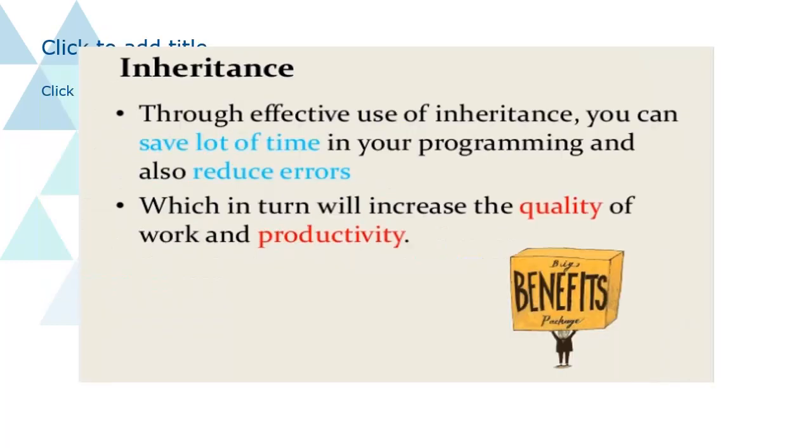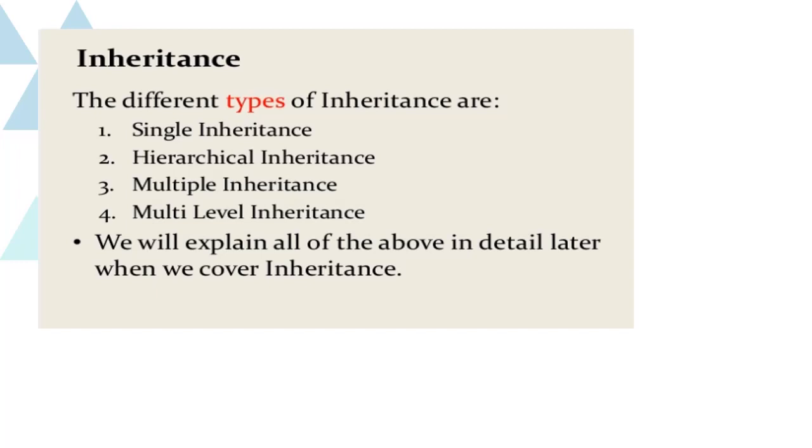Through inheritance, we can achieve two benefits. Through effective use of inheritance, you can save a lot of time in your programming and also reduce errors, which increases the quality of the work and productivity. There are different types of inheritance in object-oriented programming: single inheritance, hierarchical inheritance, multiple inheritance and multi-level inheritance. We will explain all of the above in detail later when we cover inheritance, but today we will see some examples of all these types.